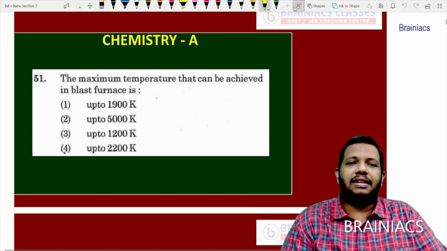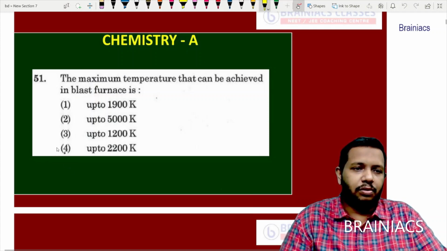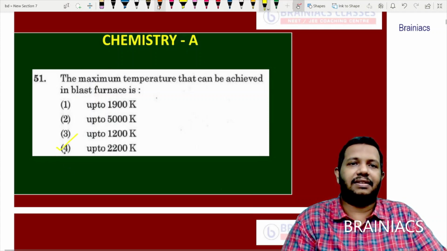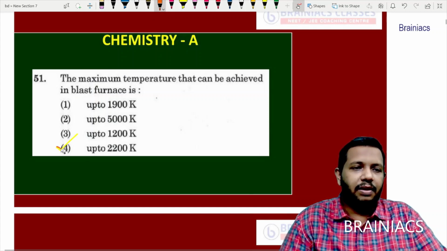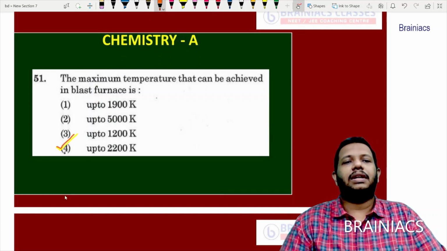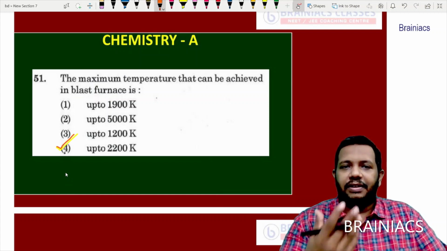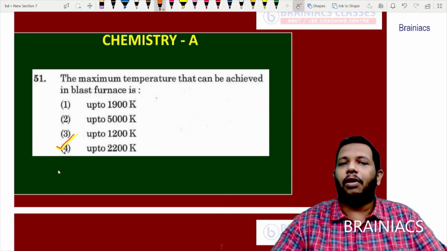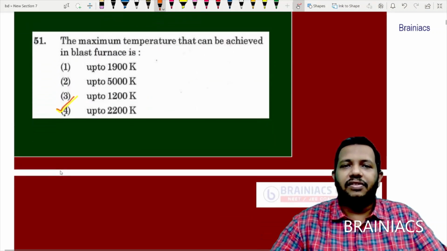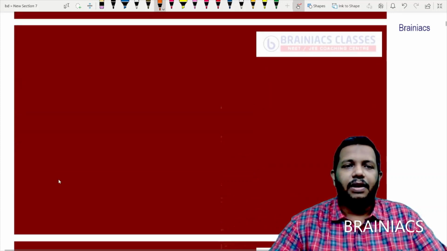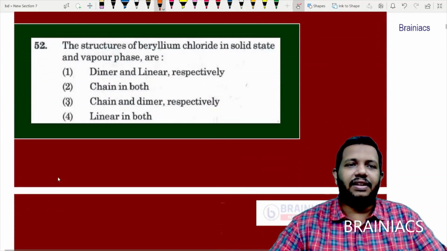That is up to 2200 Kelvin will be the correct answer. I hope all of you could see. This question was present in our model exams, and I hope all of you have written it very well. This is just a fact-based question, so nothing to work out. Let's see the next question.